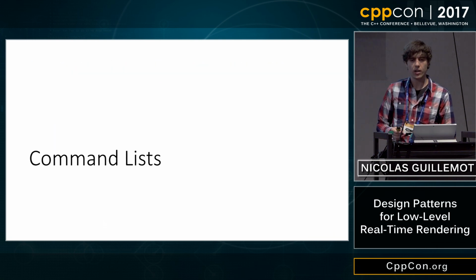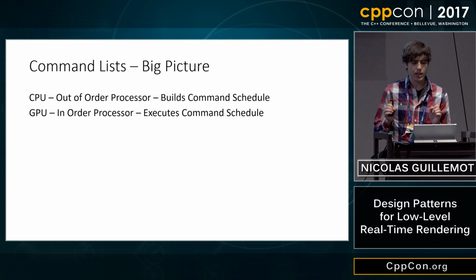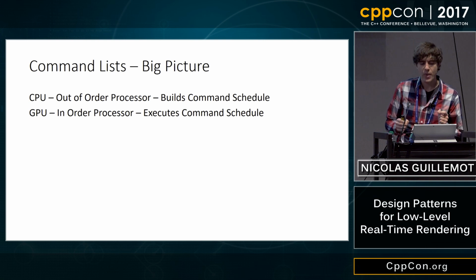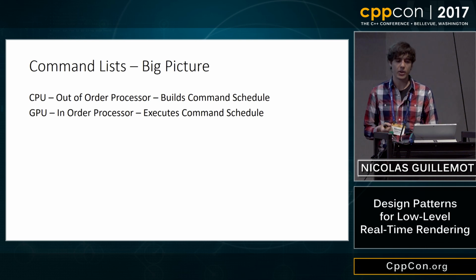So moving on, I want to talk about command lists a little bit. The way I see command lists from a big picture point of view is that we have two processors mainly: the CPU, which is an out-of-order processor in most usual cases, and the GPU, which is an in-order processor.